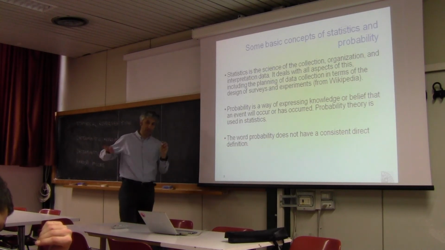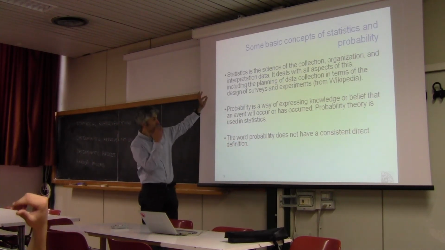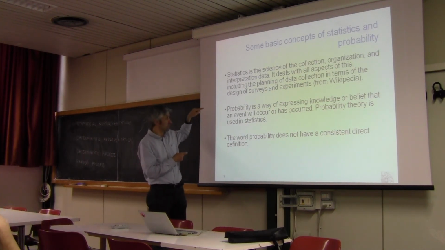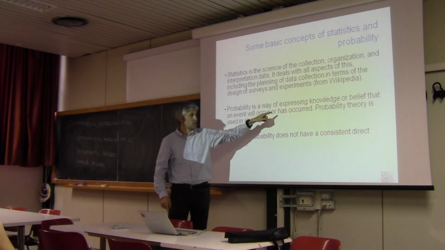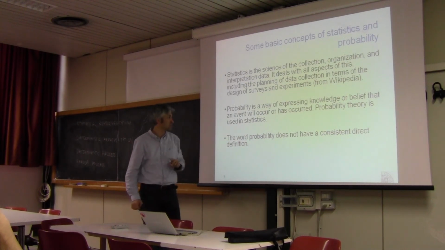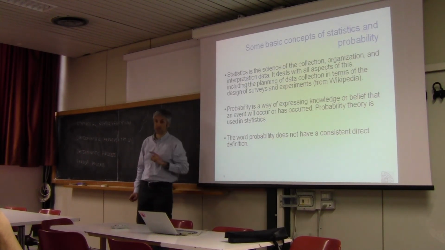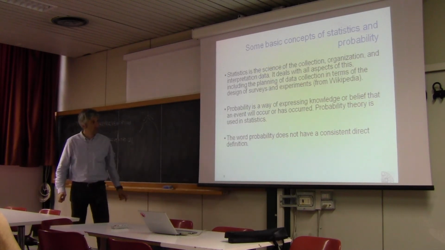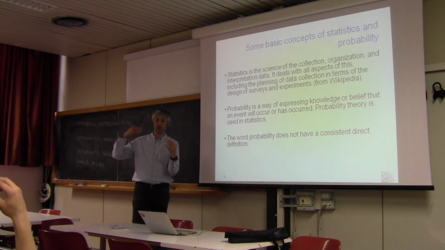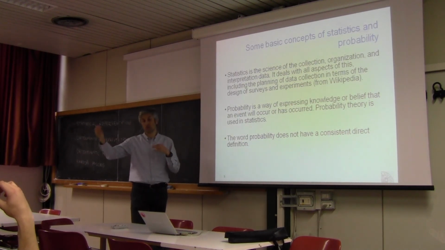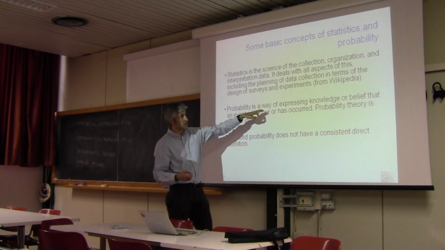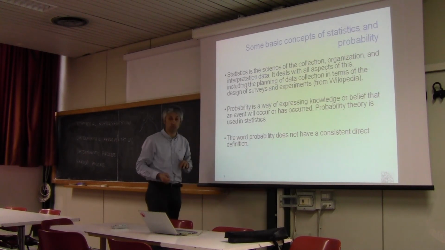So probability is something different from statistics. Statistics in general is the science of collection, organization, and interpretation of data. Probability is a way of expressing knowledge or belief that an event will occur or has occurred. Probability theory is used in statistics. So probability is a theory, sorry, not a science. A theory basically is a collection of definitions, theorems, and methods that allow us to express knowledge or belief that an event will occur.